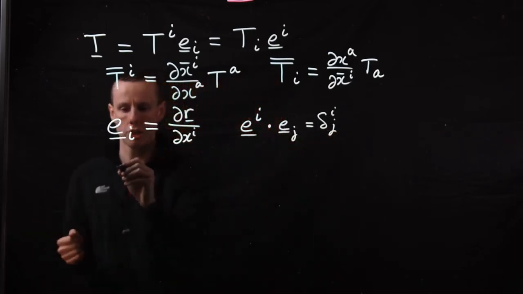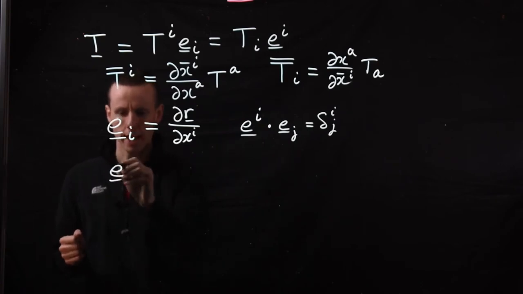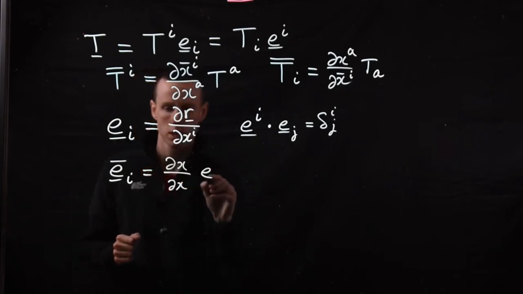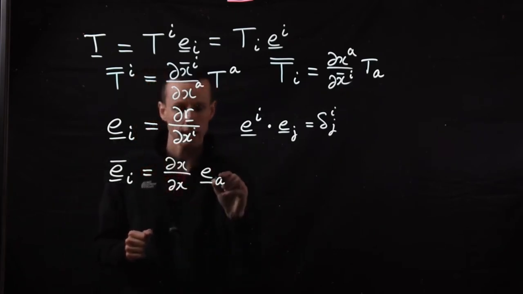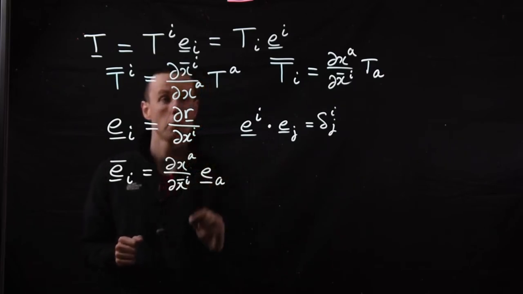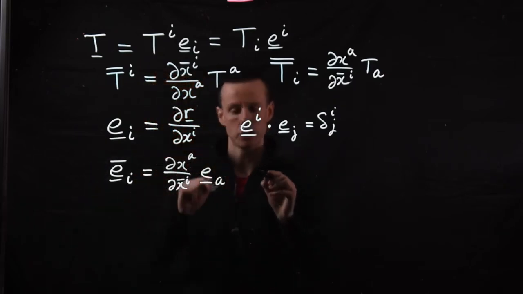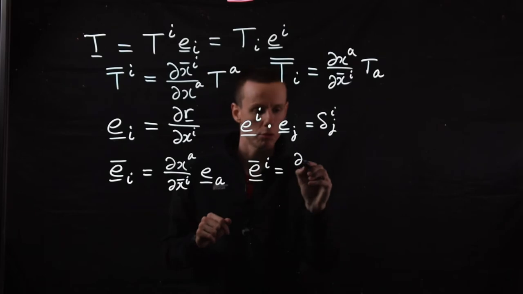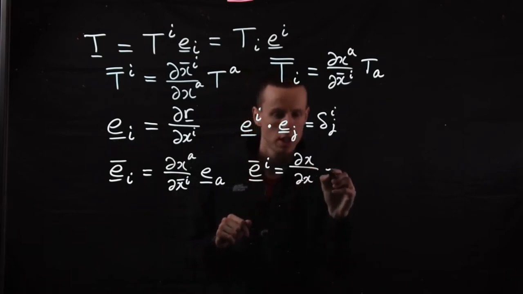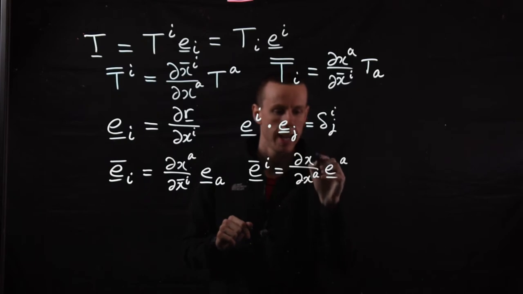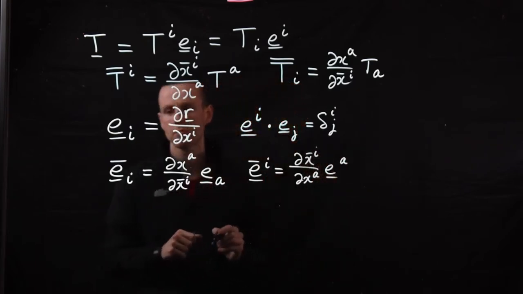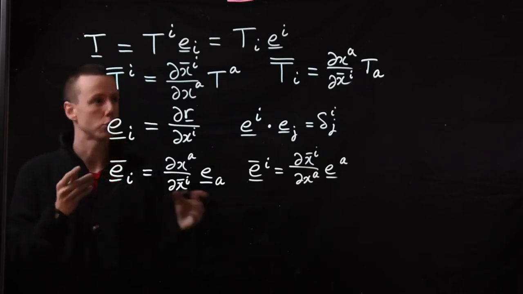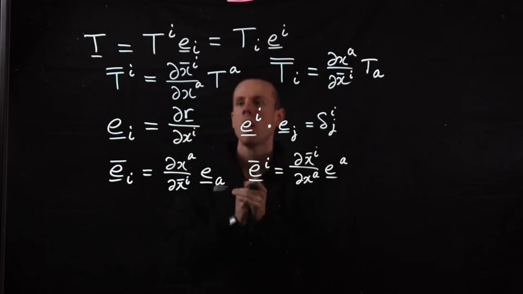The transformation laws are then as follows. For the natural basis vector, a bar i is equal to dx a over dx bar i times a_a. And the transformation law for the reciprocal basis vector, e bar i is equal to dx bar i over dx a times e^a. Those are the transformation laws just for vectors.